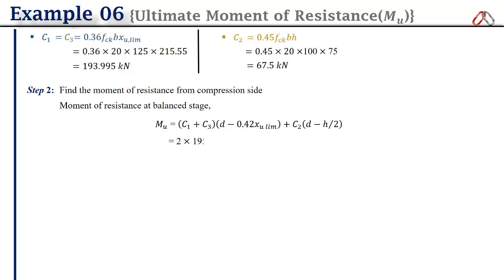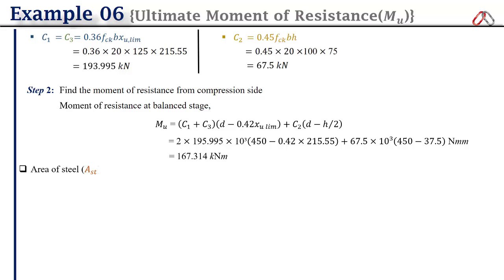Hence when you put all the values here, the value of C1 and C2 is 193.995, the value of x_u,limit is 215.55 and h is 75, half of 75 is 37.5, in Newton mm. Hence the final value of the moment of resistance is 167.314 kilonewton meter. So now find out the area of steel for the balanced section.